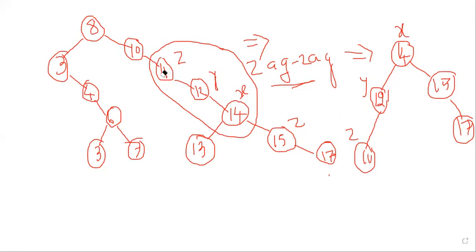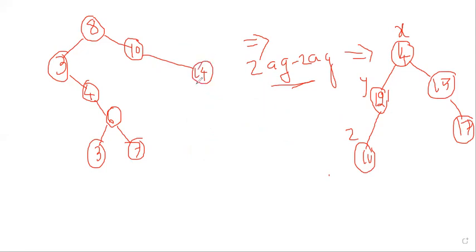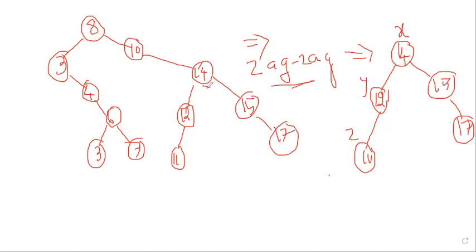No, correct? So let me write this once again. This portion is replaced, so 14 is here. On the left-hand side we got 12 followed by 11, and on the right-hand side we got 15 and 17 as the right side. So now this is x, this is y, and this is z.